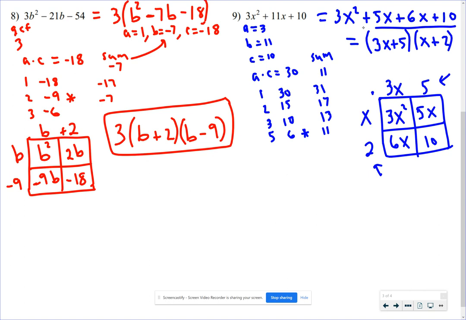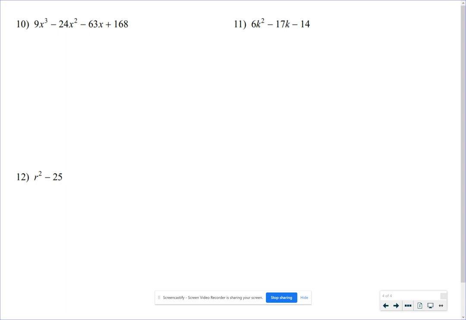And we have our original polynomial written as a product of 2 simpler factors. We took our polynomial degree 2 and wrote it as a product of 2 polynomials of degree 1. So we have simplified or written it as a product of simpler pieces. Okay, number 10, 11, and 12.